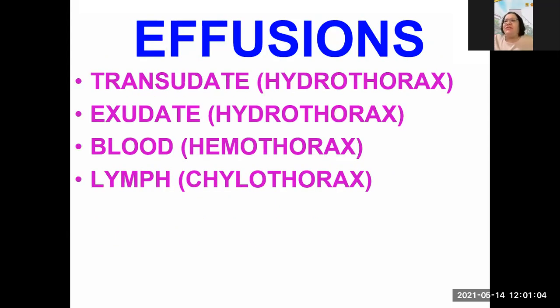Now, discussing effusions, we have different effusions. So this can be fluid that will accumulate between the lung and the chest wall, the pleura, in the pleural area. So it can be transudates, exudates, blood, which will cause hemothorax, or lymph, chylothorax. So of course, you have to know how to differentiate transudates and exudates. If you look at your past lessons, we were giving different discussions on differentiating transudates and exudates.